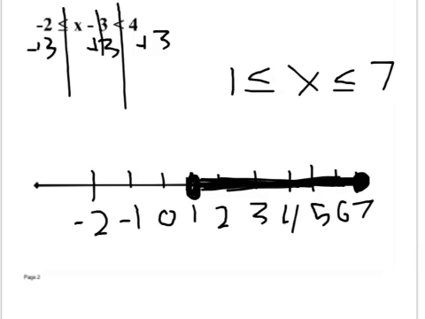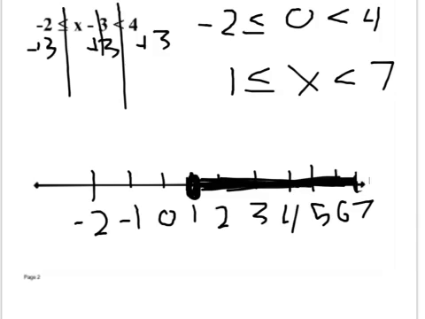What we can do, we can check this. Pick a number between 1 and 7. How about 3? What is 3 minus 3? 0. Is this true? Is 0 bigger than -2? Yes. Is 0 less than 4? Yes. And I caught a mistake.